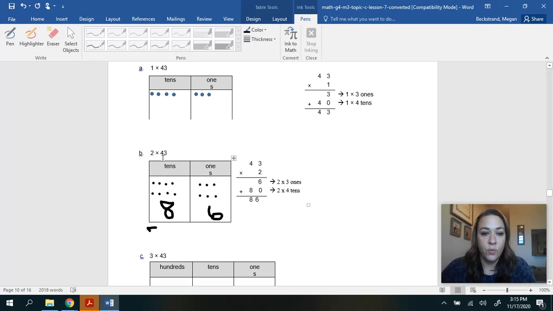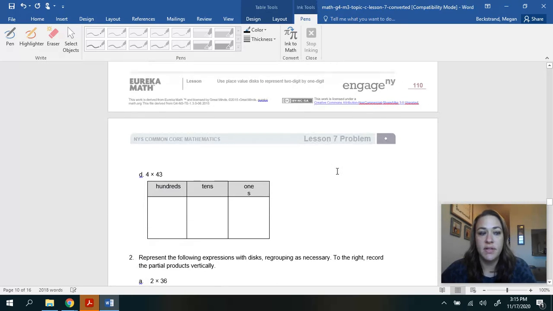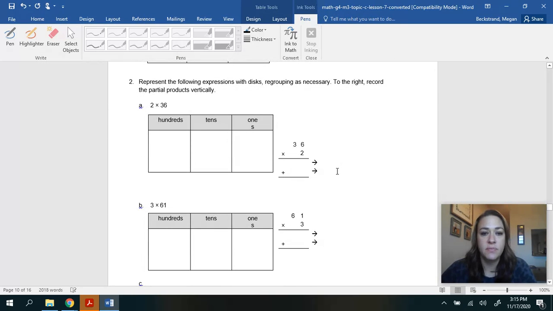So because I had 4 tens, I started with my first group of 10 or 4, times that by 2. So I did 2 groups of 4, 3 ones, times 2. So here's my 1 group, 2 groups, and then I see how many I have after that. So I have 86. Okay, let's come down and do another one together.